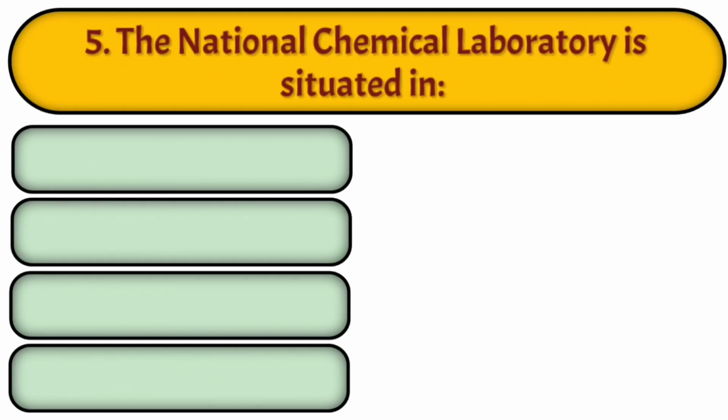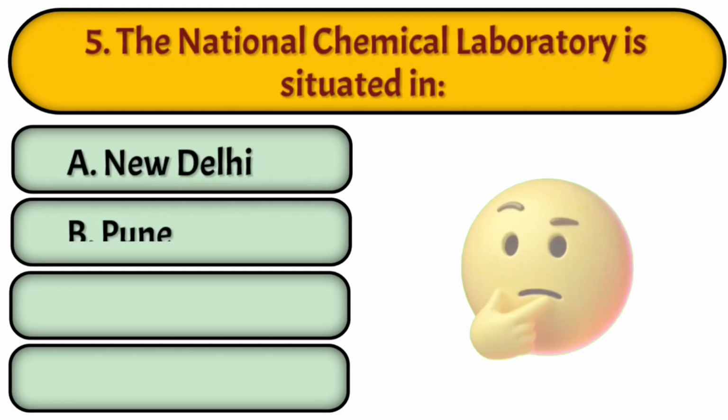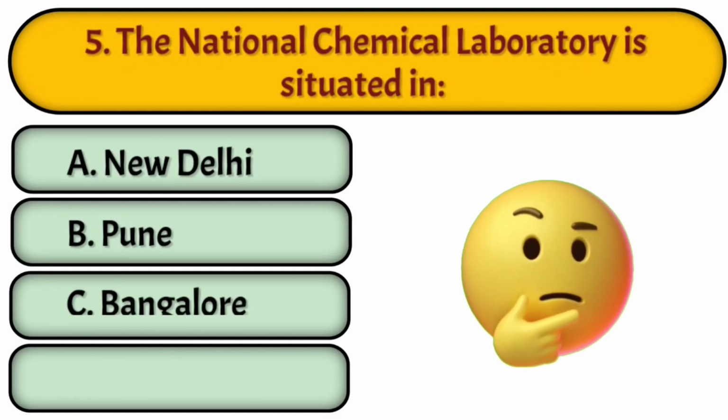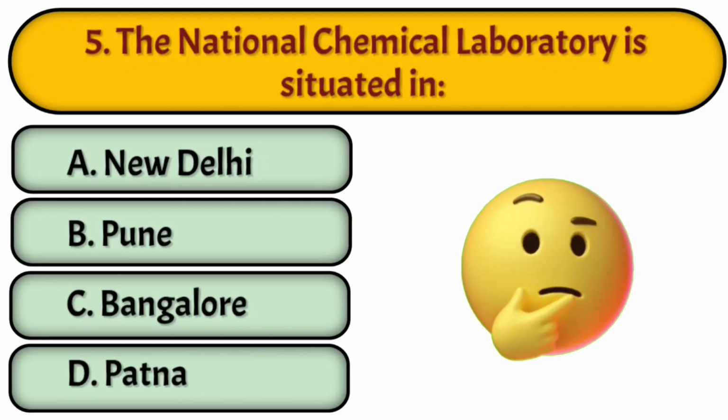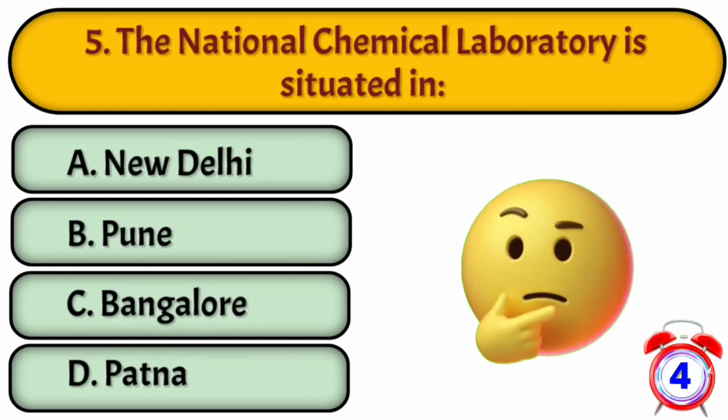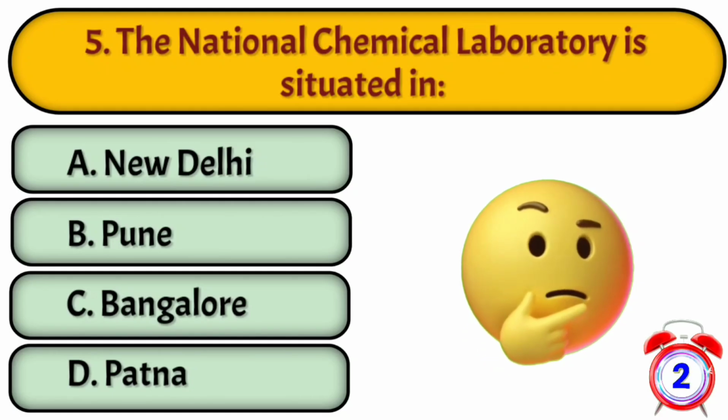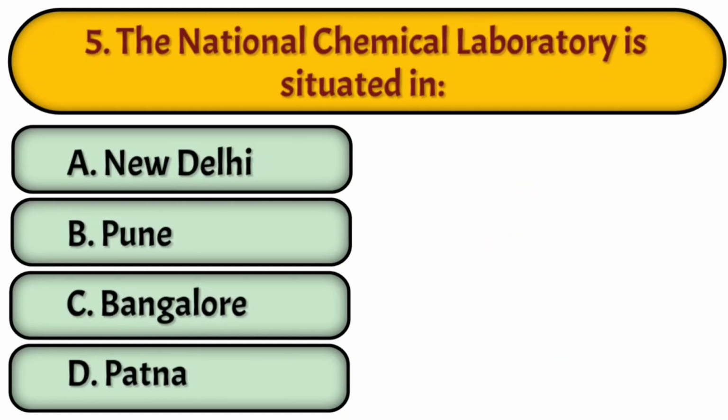Question 5. The National Chemical Laboratory is situated in. Option A. New Delhi. B. Pune. C. Bangalore. D. Patna. Answer is B. Pune.